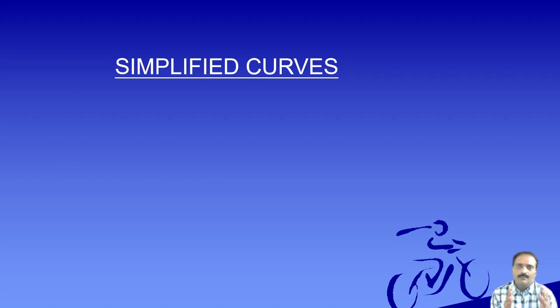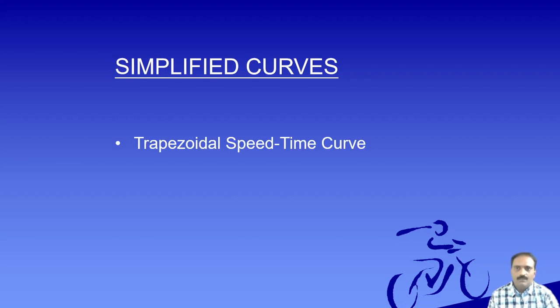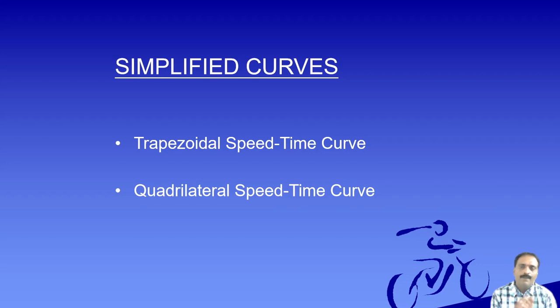That is the reason why the speed time curves have been simplified into two categories. One is the trapezoidal speed time curve, another one is the quadrilateral speed time curve. During this simplification, we should take care that the results will not deviate much. The trapezoidal speed time curve is the first approximation, and the second one is the quadrilateral speed time curve. These are the two approximated speed time curves, also known as simplified curves, and this simplification has been done because of the difficulty in solving the exact speed time curves.